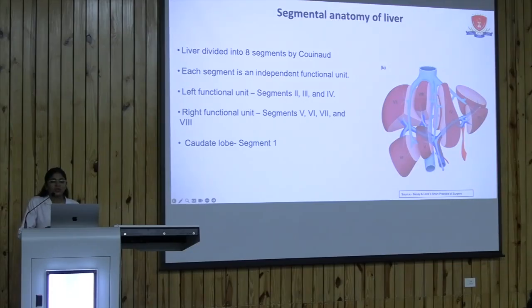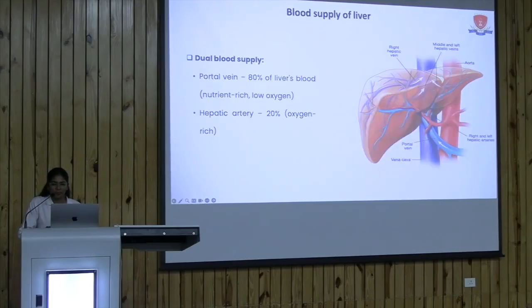Segment 1 is not included in any of these units. It is separate and called as caudate lobe. We will discuss the region behind this in further slides.